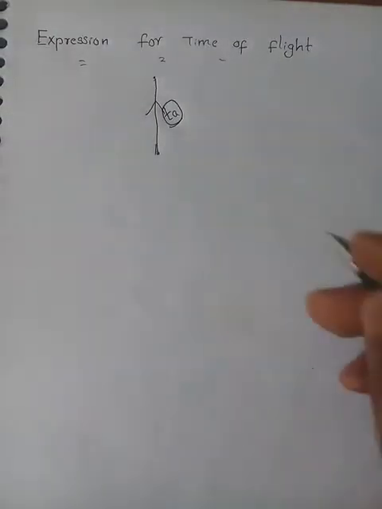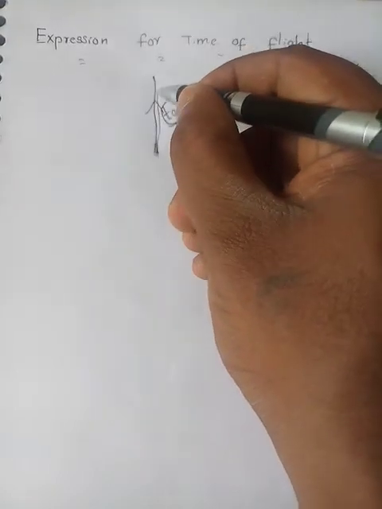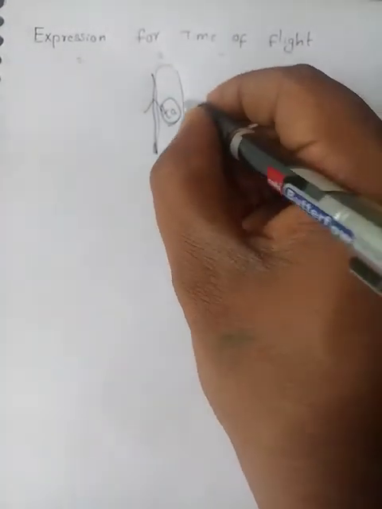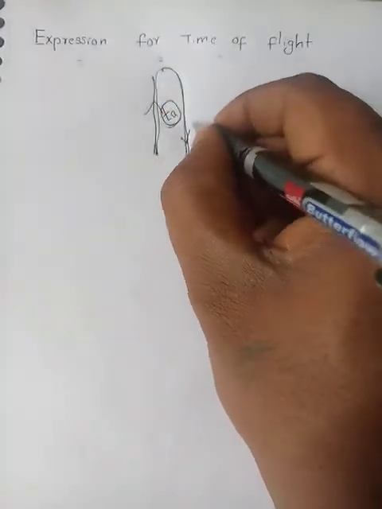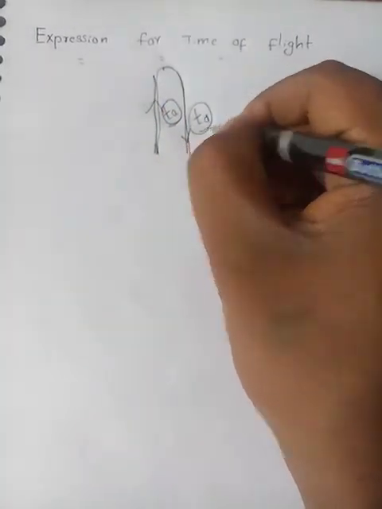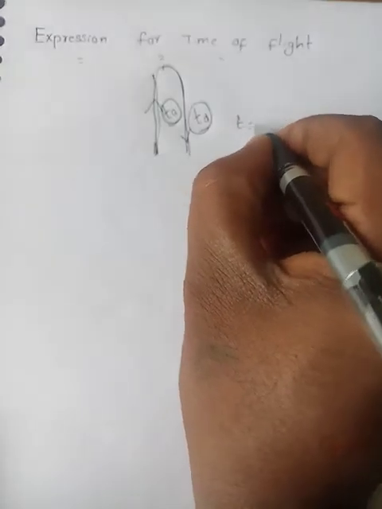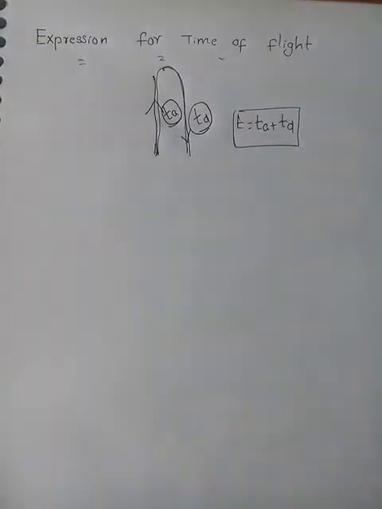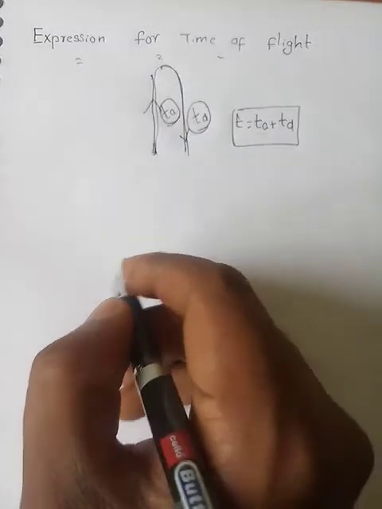Time of ascent. Here the velocity decreases and finally comes to 0. Then again it falls to the ground. The time taken by a body to reach the ground is called what? TD. What is TD? Time of descent. The total time in which the body remains in air is called what? Time of flight. So that is the expression for time of flight we are going to derive.